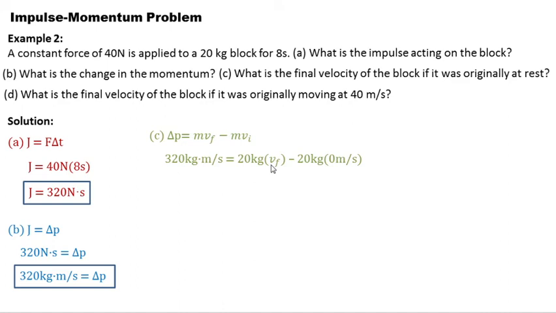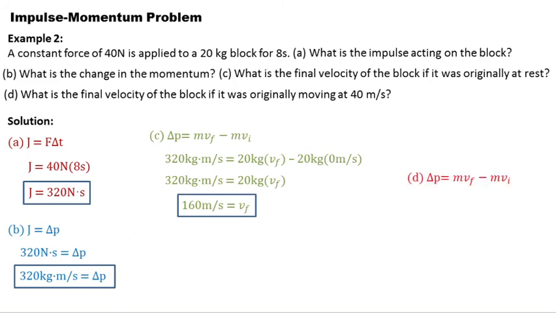Then, yung hinahanap nating final velocity if yung initial velocity is 0 meter per second or at rest. So, 20 times 0 is 0. So, hindi na natin siya isusulat. Then, meron na tayong 320 kg meter per second is equal to 20 kg times velocity final. So, hinahanap natin yung velocity final. Therefore, we divide 20 kg in both sides. So, we got 16 meter per second as final velocity if the initial velocity is 0 meter per second.